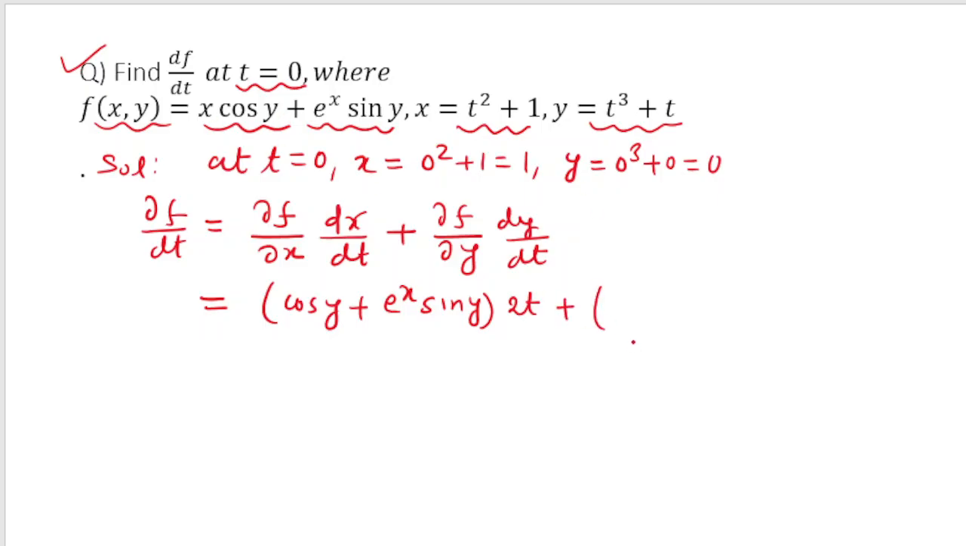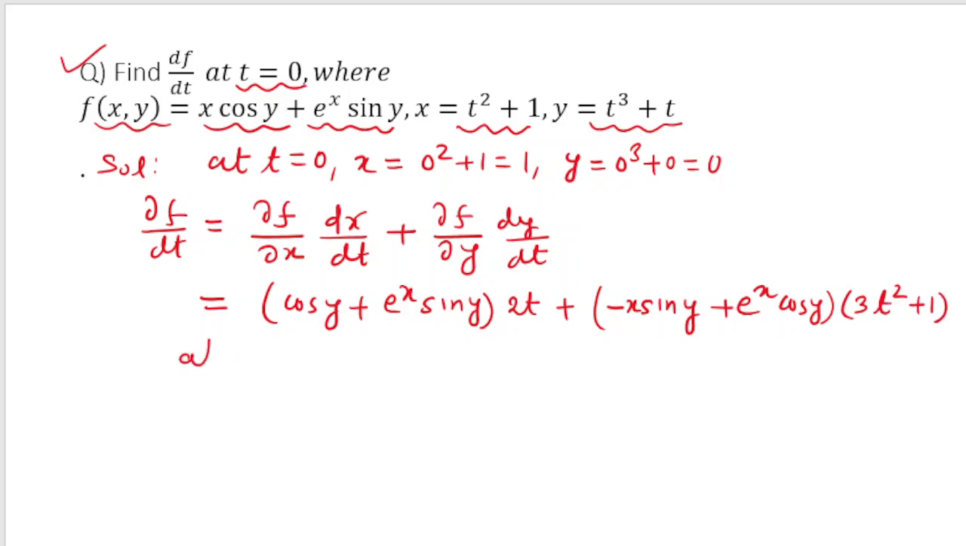So if I differentiate this with respect to y, x is a constant, the derivative of cos y is minus sin y, so it will become minus x sin y, and plus e to the power x, and the derivative of sin y is equal to cos y. And then we have to differentiate dy by dt, so that will give me 3t square plus 1.